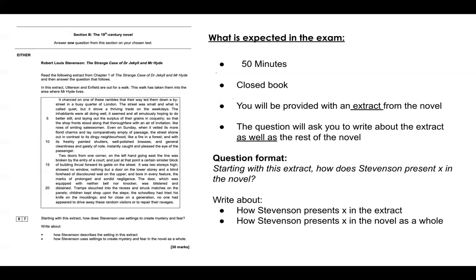And as you can see on the left-hand side, you can see the kind of layout of an exam paper. Above the extract, students will be given a couple of sentences about where the extract comes from. Then they have the extract, and then underneath will be the question. Now, the question will ask the students to write about the extract as well as the rest of the novel. And it will be worded in a format like, starting with this extract, how does Stevenson present X in the novel? Write about how Stevenson presents X in the extract and how Stevenson presents X in the novel as a whole.